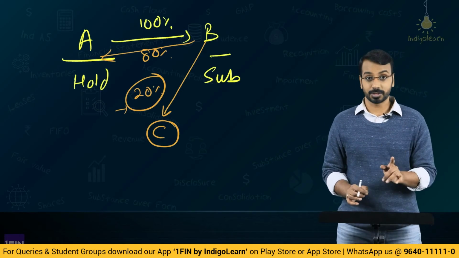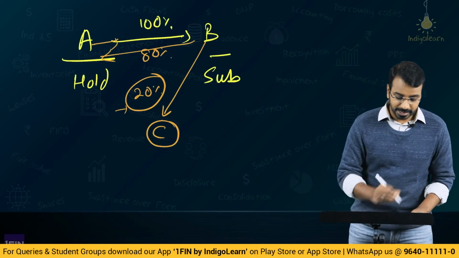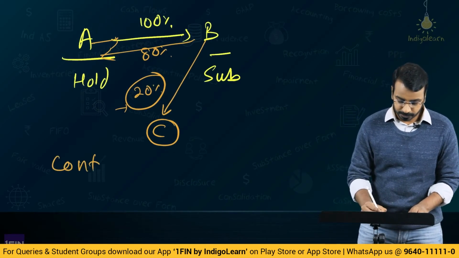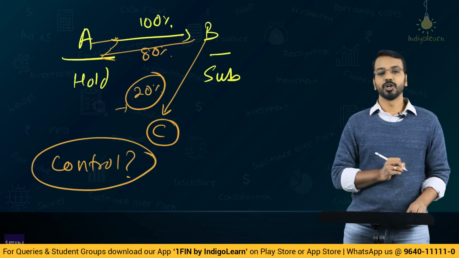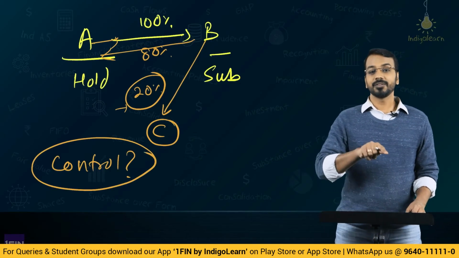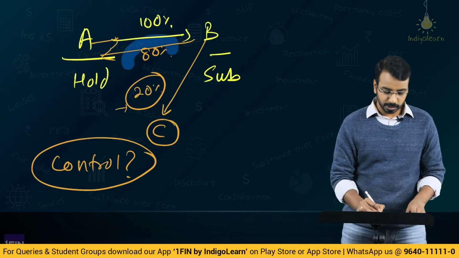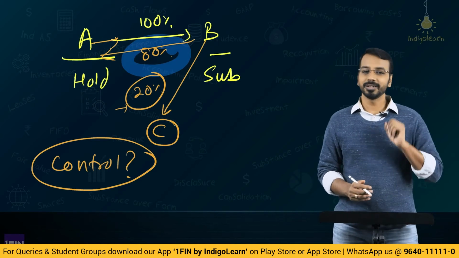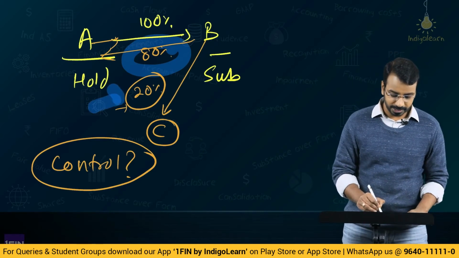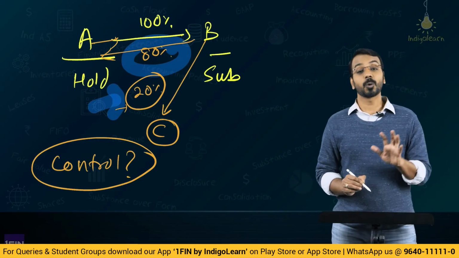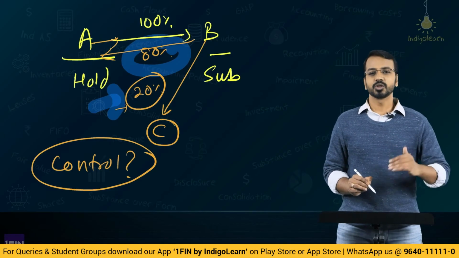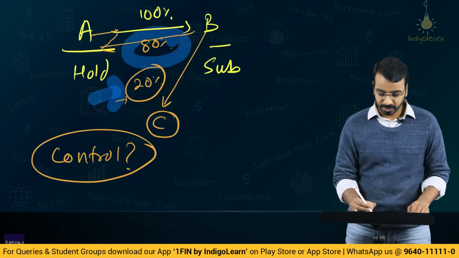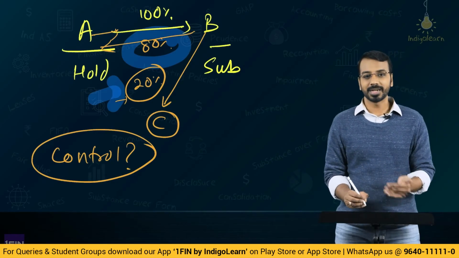For that you need to answer one question, that is, does A still have control over B? Does A still control B? If A still controls B, and in this case because it still holds this 80% stake, A still controls B. Till the time the control is not lost, we cannot call it a disposal. So though 20% of shares has been transferred to C, A still controls the subsidiary, there is no disposal of the subsidiary. So in that case what do we do? Now because A does not have 100% interest, A has only 80% interest, the portion which pertains to this 20% is transferred to C.